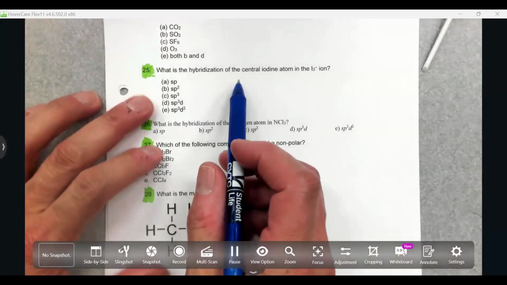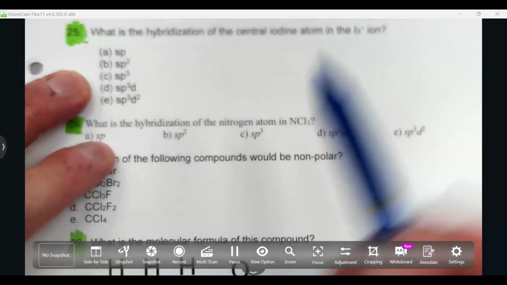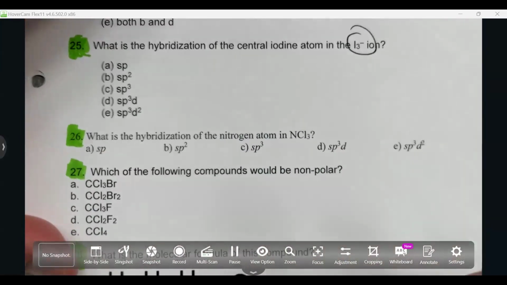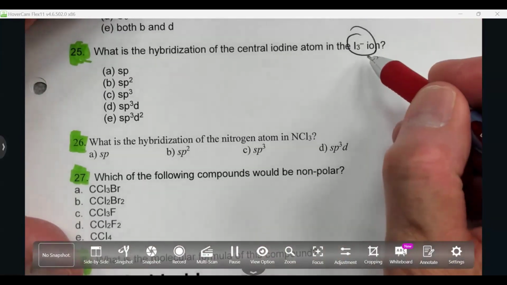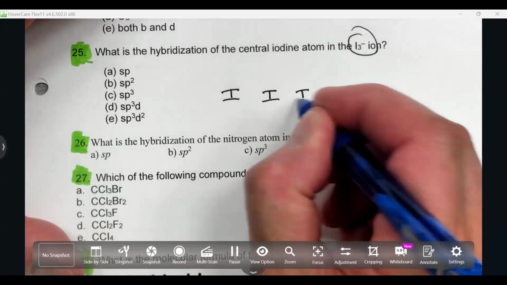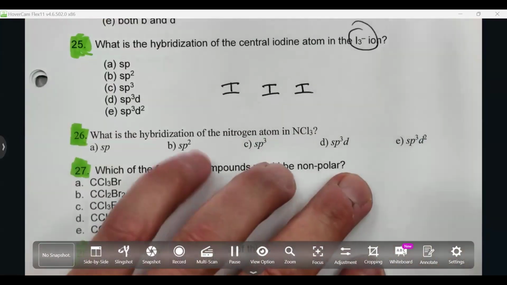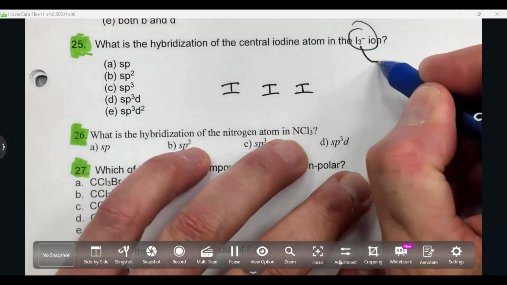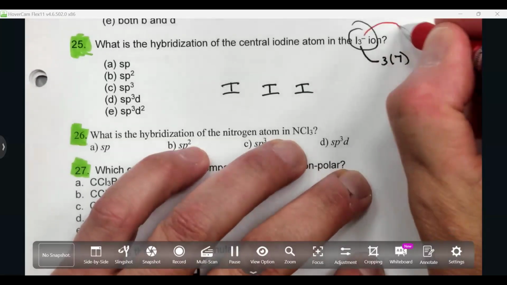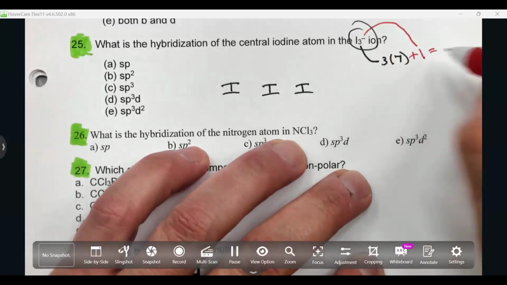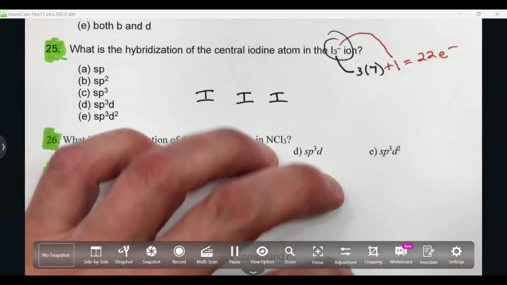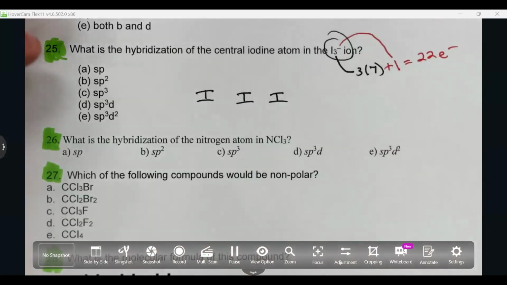25. What is the hybridization of the central atom? Now, I wrote the test so that you do not need the blue sheet. So if we're doing I3 minus, how many valence electrons do I have for this? And I'm going to go like this, right? I'm just going to go 3 I's. Iodine is in group 17, so we're going to have 3 times 7 plus 1, right, for the negative charge. So it looks like we're going to have 22 electrons. Agreed? 22 electrons.